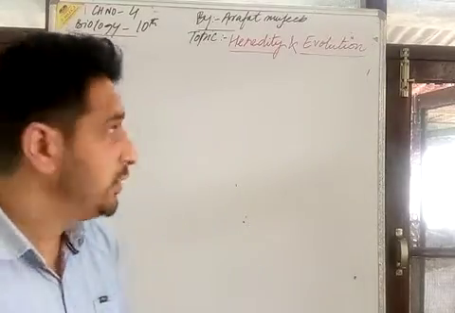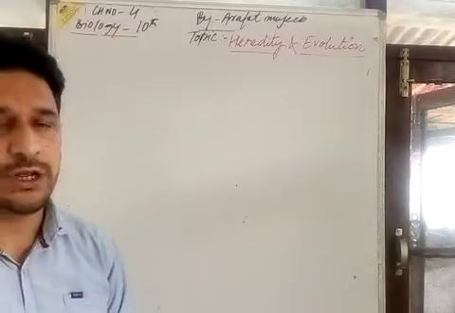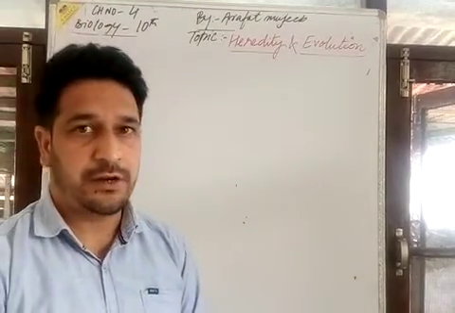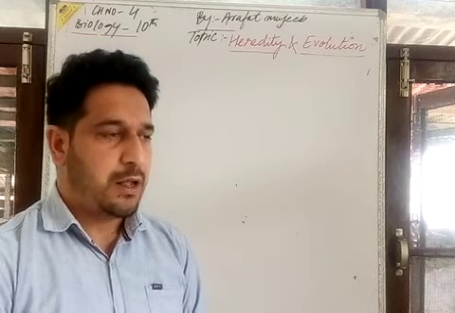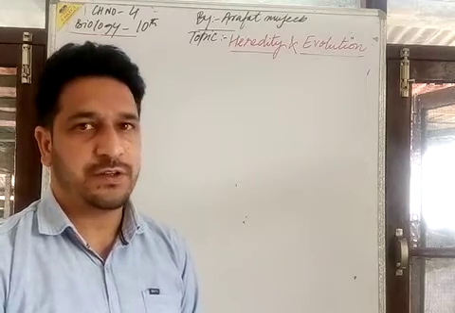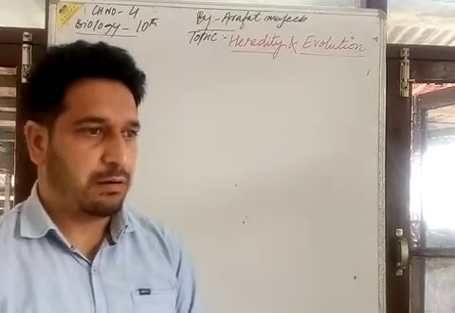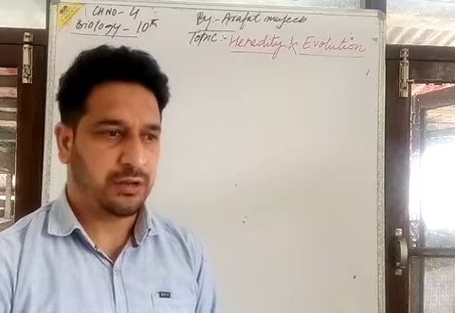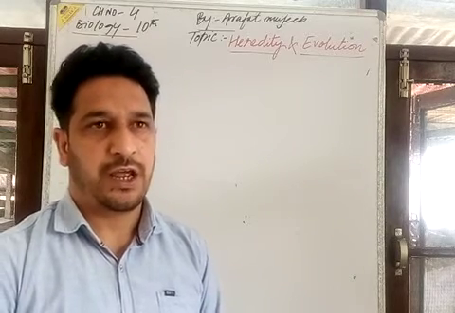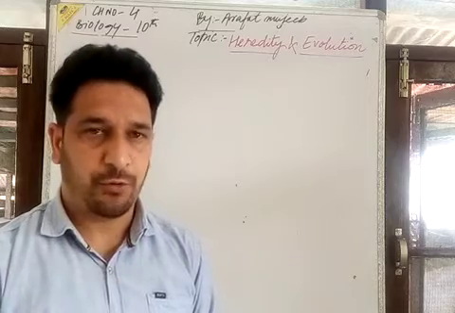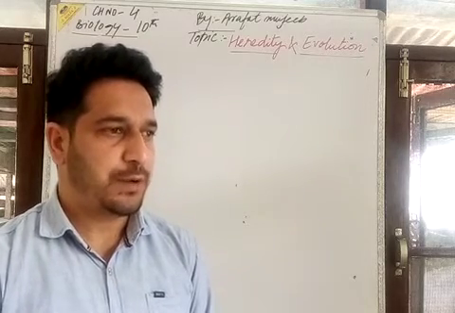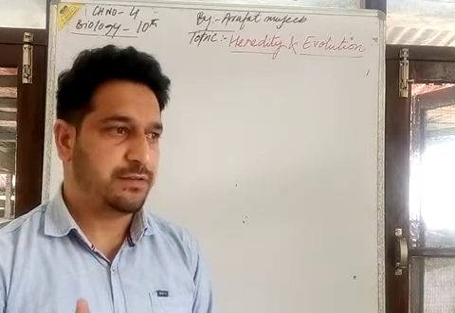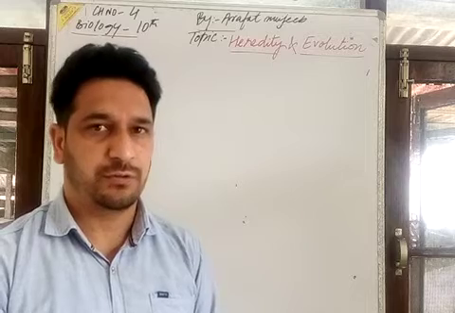Today I am with chapter number 4 of Biology, 10th class, and today's chapter is Heredity and Evolution. In this chapter I will discuss genetics, the term heredity, and variation, that means variation accumulated by sexual reproduction. And in this topic I will tell about genes: what is a gene, dominant gene, recessive gene.